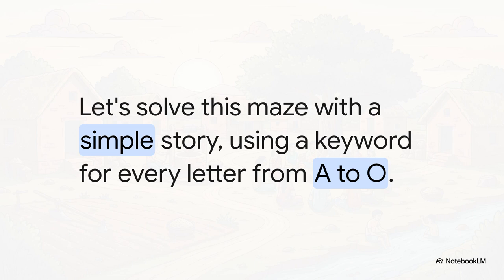Well, in this explainer, we're going to ditch the rote memorization. Instead, we're going to turn this complicated legal text into a really simple, logical story. We're going to follow the journey of building a local government from the ground up, using one simple keyword for every single letter, from A to O. Trust me, it's going to make a whole lot more sense.